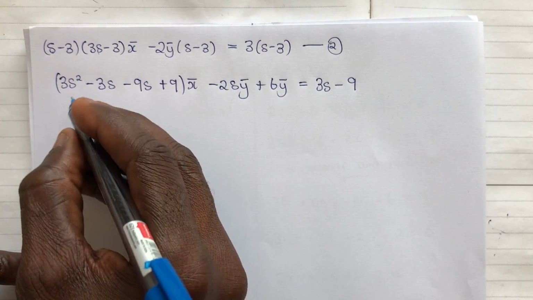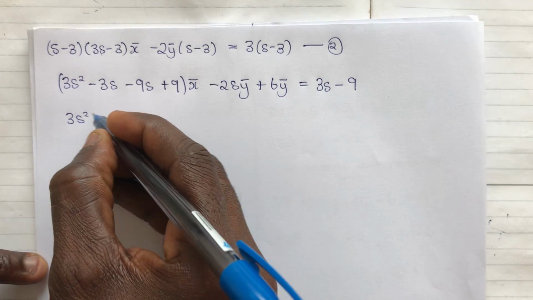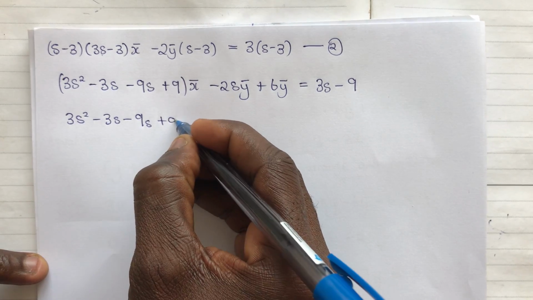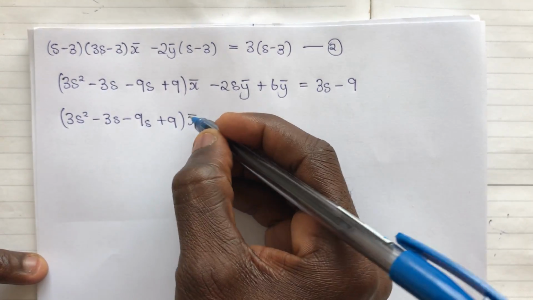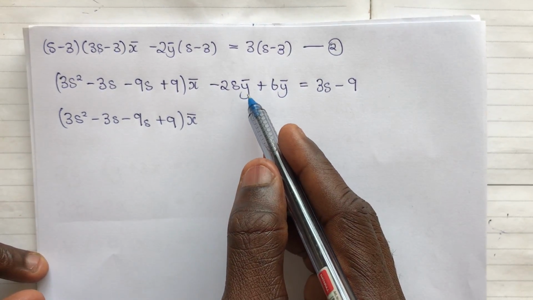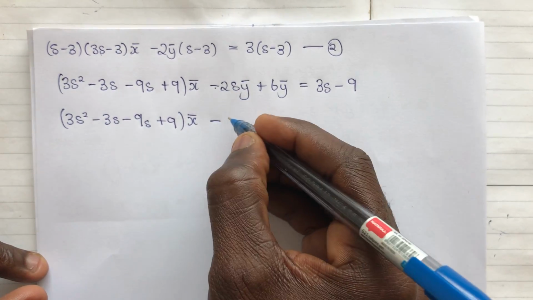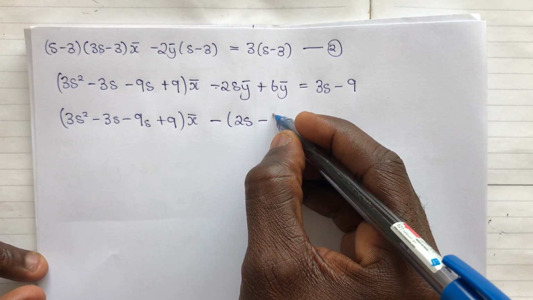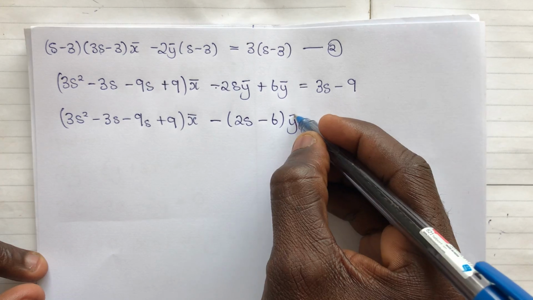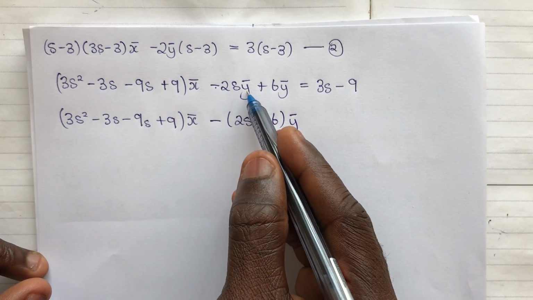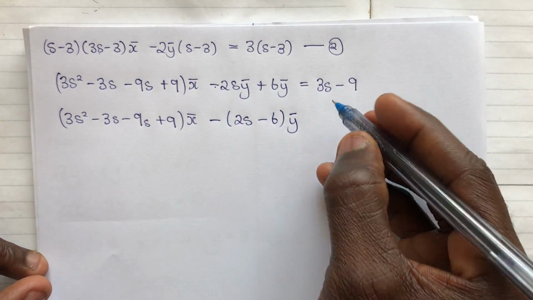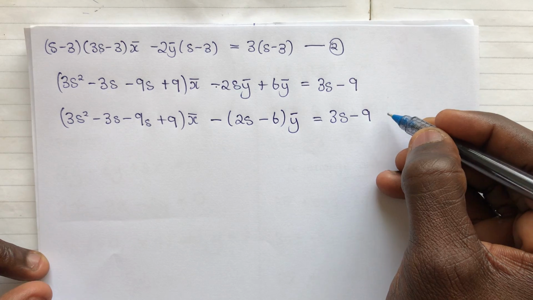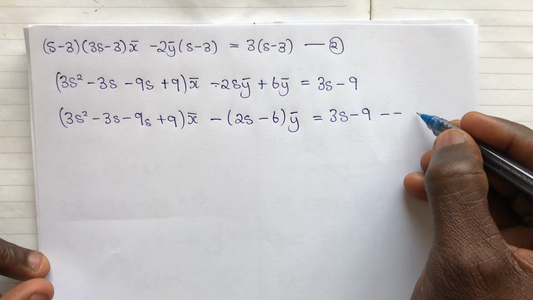So we rewrite this equation by having 3s squared minus 3s minus 9s plus 9, times x bar. So we can now factorize this negative out, minus into bracket 2s minus 6, bracket close, y bar. So that this minus s y bar, this plus 6y bar, giving us 3s minus 9. We can label this equation 3.